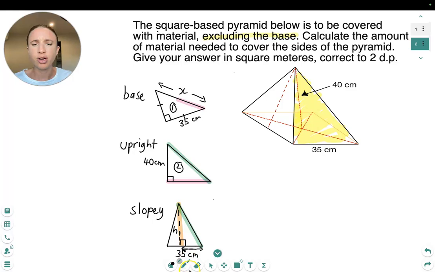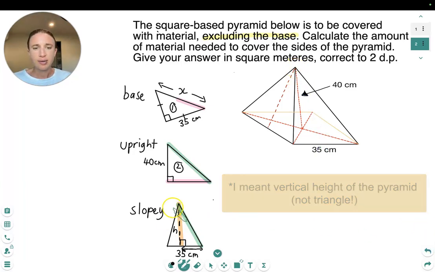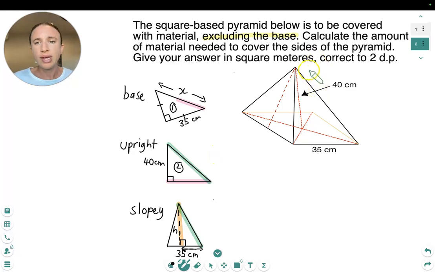Looking at what we're given, to find the area of a triangle, it's half base times height. So looking at this sloping triangle, our base is 35, that's great, but we don't know our height. That 40 there is to do with this, it's like the vertical height of the actual pyramid. It's not a part of this sloping triangle, okay? Now, what we want to do is take a few steps to get there.